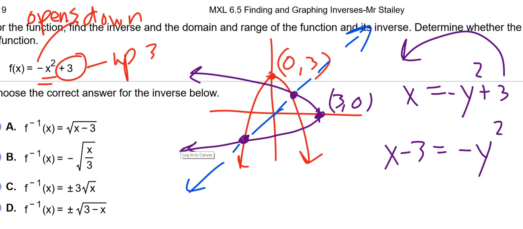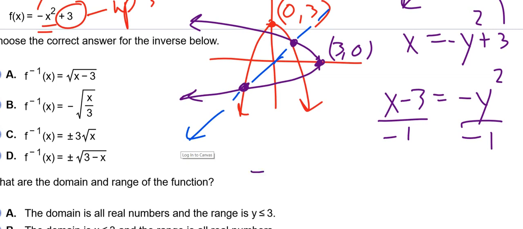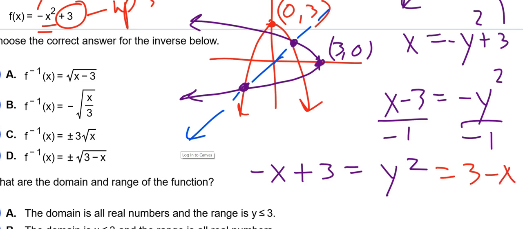Next, divide by -1. Now, one way that you could write that is -x plus 3 equals y squared. I notice in the answer choice that they give you, they didn't write it like that. They wrote it like this. Now there's somebody who's paying attention. That gives you the answer. But you're right, the last thing to do would be the square root function.